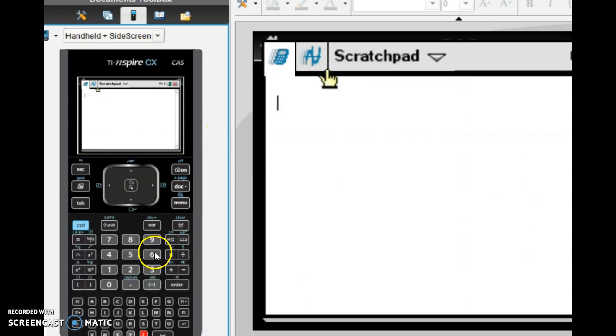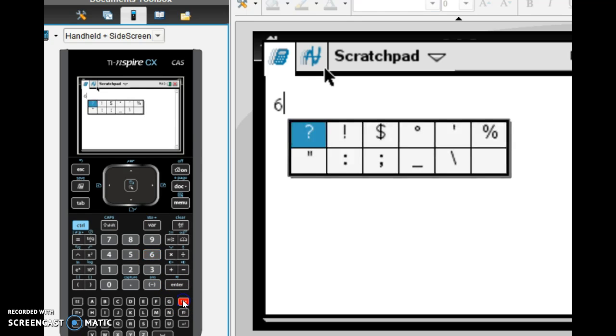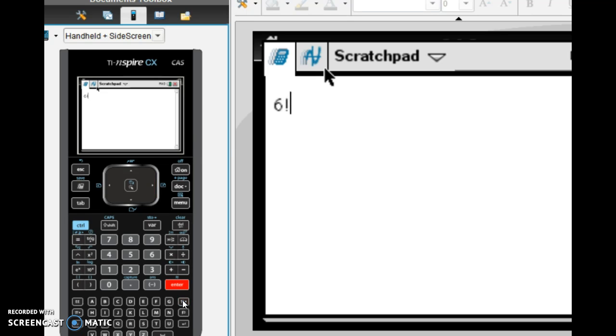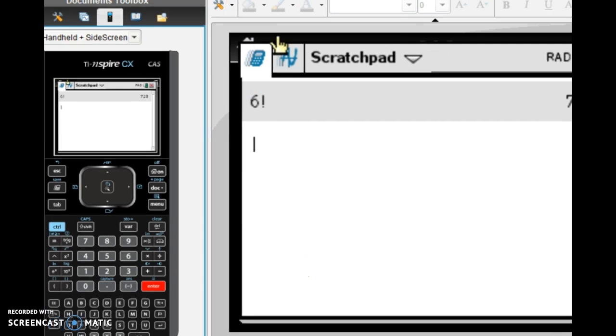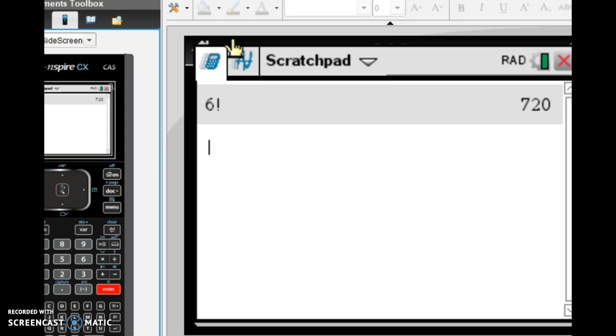So go to your calculator. Let's say we want to find 6 factorial, so we want to know how much is 6 times 5 times 4 times 3 and so on. So 6, and then come over here next to the letter G. This opens up a few options, and the second one is exclamation mark. So 6 exclamation mark, and you can see it there. Let me move this. That's 720.